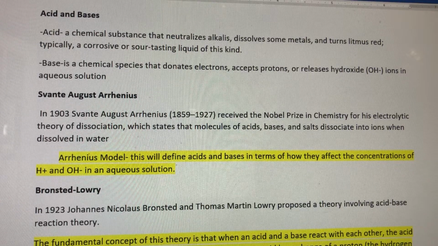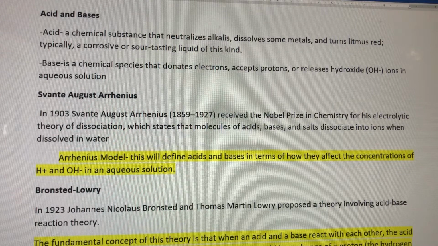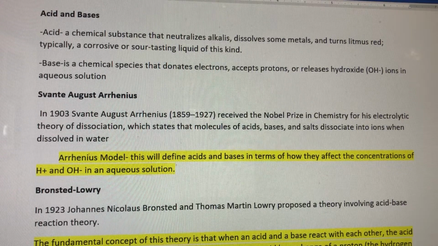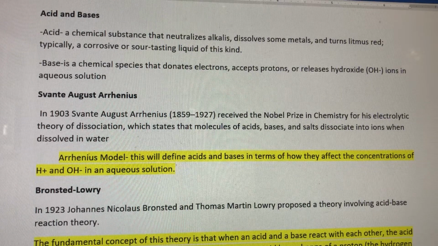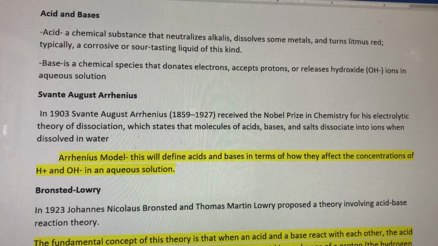We then jumped in to who Bronsted-Lowry is. In 1923, a guy named Johannes Nicholas Bronsted and another guy, Thomas Martin Lowry, proposed an acid-base reaction theory. So this is where everything gets good. It's the fundamental concept in which an acid and a base react with each other. The acid forms its conjugate base and the base forms its conjugate acid by exchange of a proton, so the hydrogen cation and stuff like that.